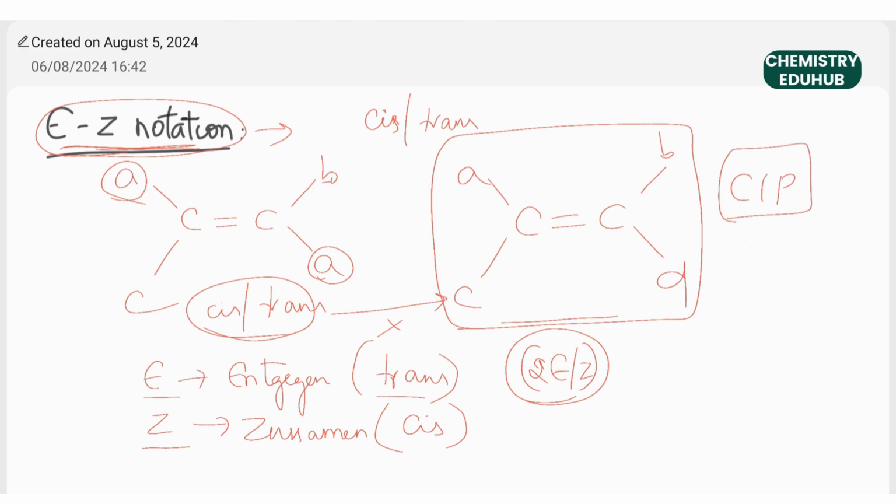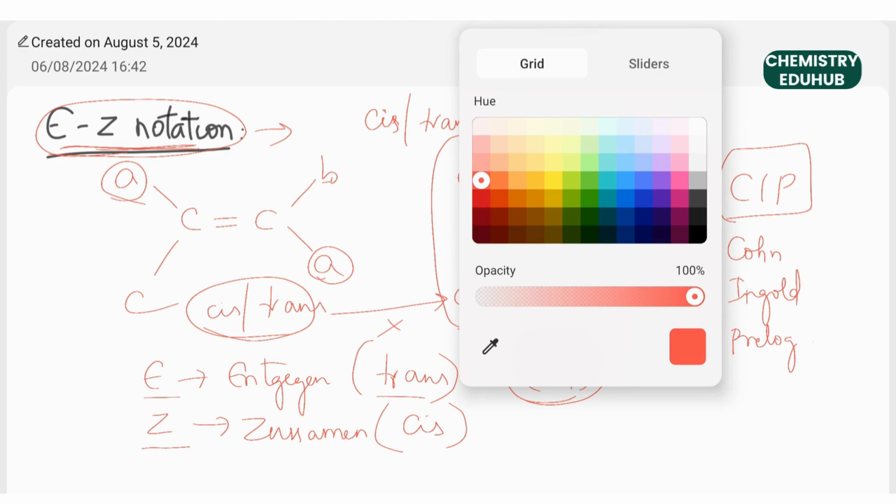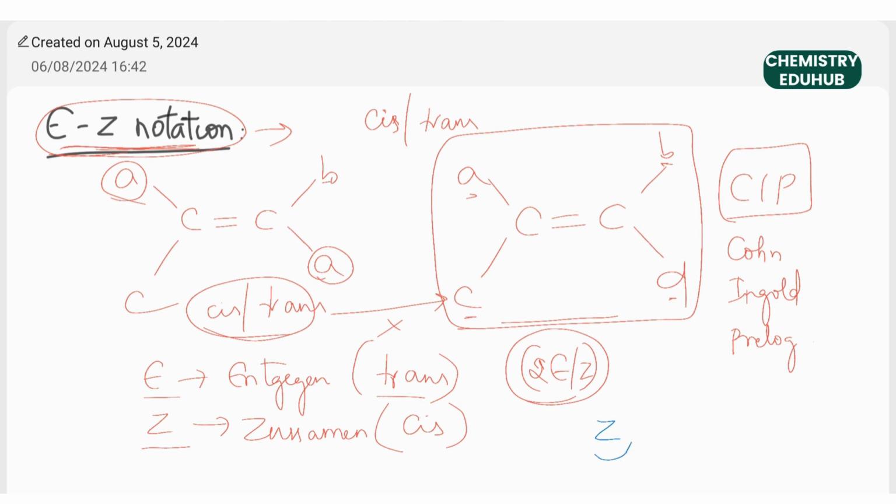What are CIP rules? Cahn-Ingold-Prelog rules. These are called CIP rules. We assign priority to the attached groups based on their atomic number. We use their atomic number as the criterion and give the priority. Suppose the atomic number of this A is 2, B is 5, D is 10, C is 15. Then we give the priority for each carbon-containing group.